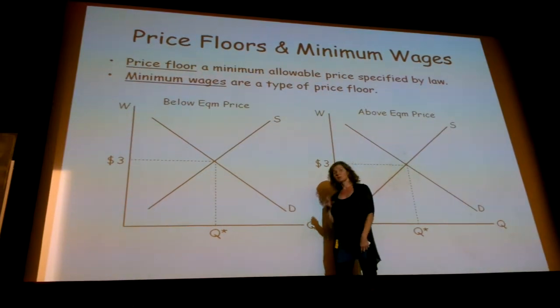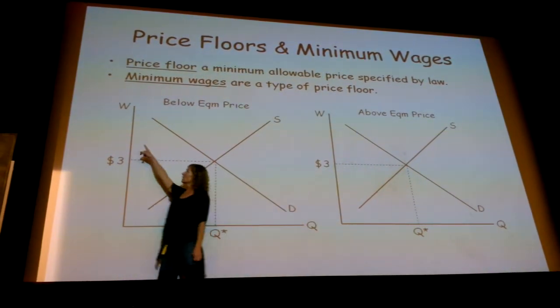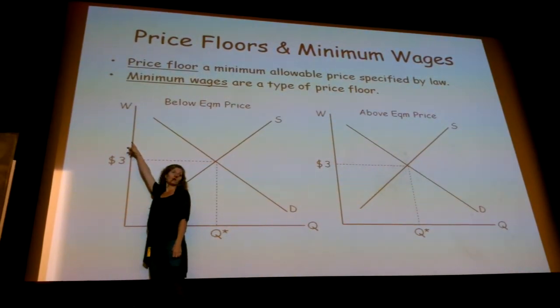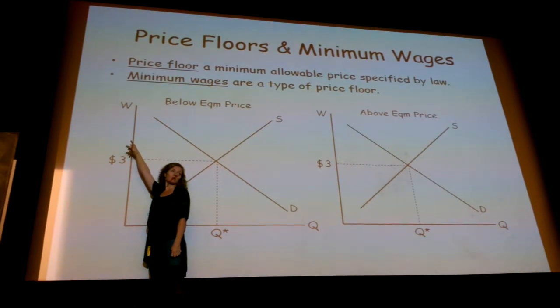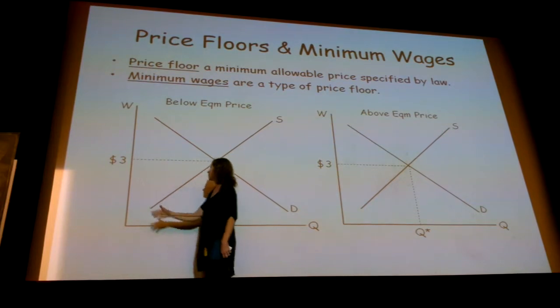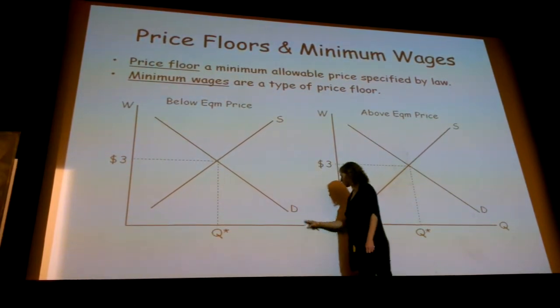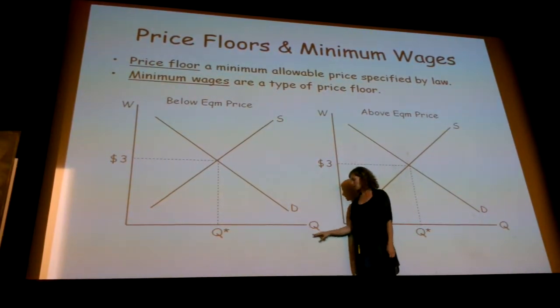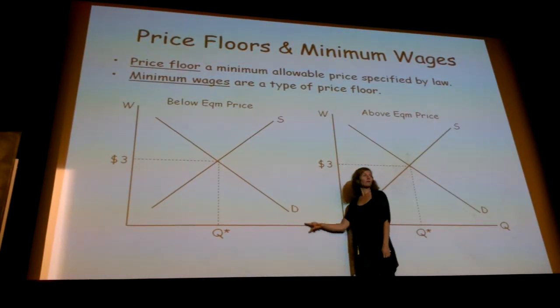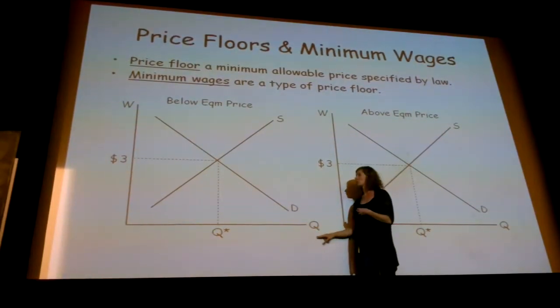What are the prices in that market? That's the wage rate. That's why I have W up here on the y-axis. That's the price of paying someone for an hour's worth of their time, for example. And the quantity, you can think of this as either the number of workers or the total number of hours that people are working. Either way, for the purposes of what we're going to do today, this is the quantity of people who are working.